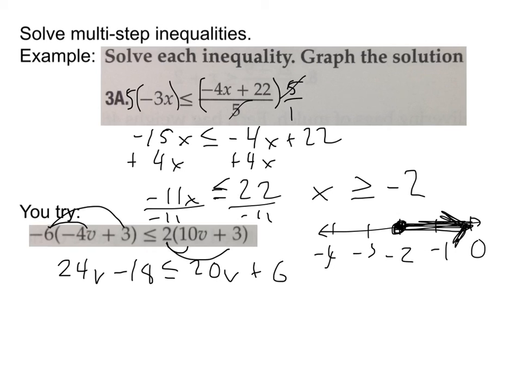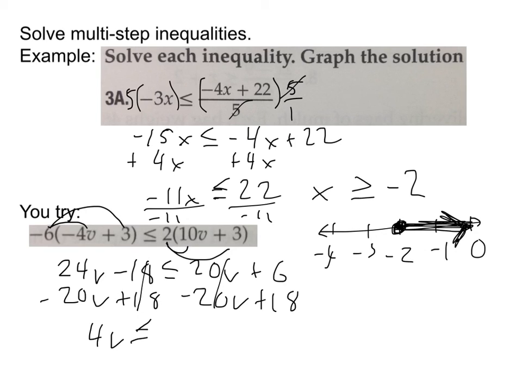Alright, let's combine our like terms. So I do minus 20v, minus 20v. To move that 18 over, I need to do plus 18, plus 18. So those cancel, 24 minus 20 is 4v, is less than or equal to 24. Okay, divide by 4, divide by 4. I didn't multiply or divide by a negative number, so I can keep the sign the same. 24 divided by 4 is 6.